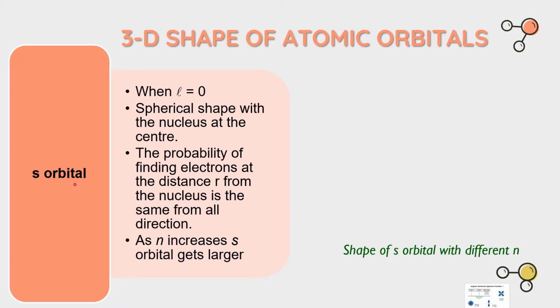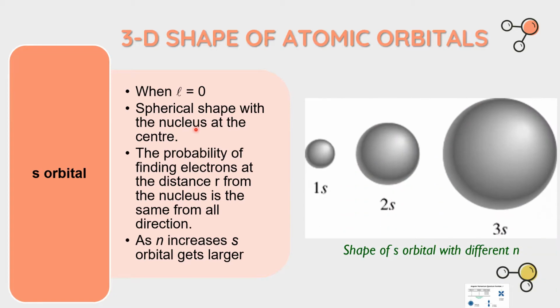We will have S orbital when the value of L equals 0. So S orbital is a spherical shape with the nucleus at the center. So at the center of this spherical shape, adanya nucleus. So nucleus akan berada di tengah-tengah of this orbital shape. The probability of finding electrons at the distance r from the nucleus is the same from all directions, meaning that dalam semua directions ini, kebarangkalian untuk kita jumpa elektron in this region adalah sama.